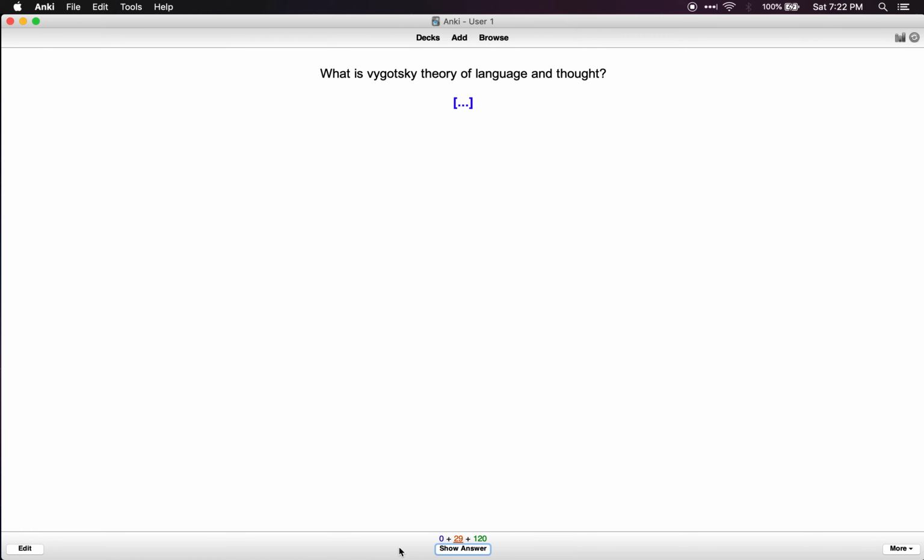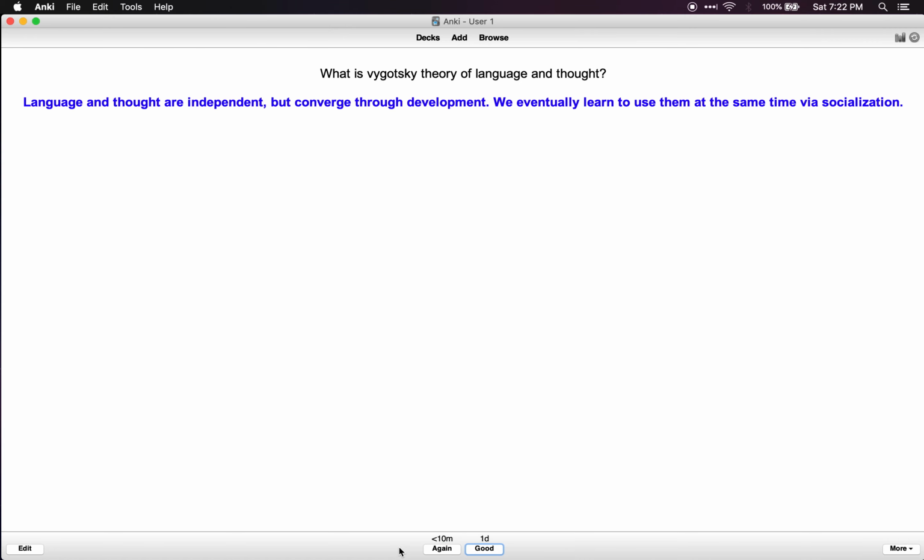What is Vygotsky's theory of language and thought? Vygotsky argued that language and thought are both separate, but they converge with each other as you grow up and interact through socialization.